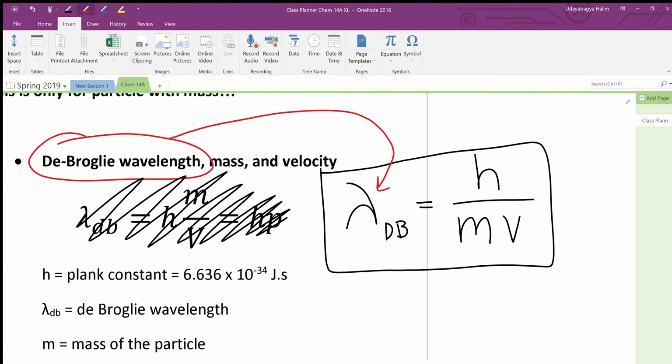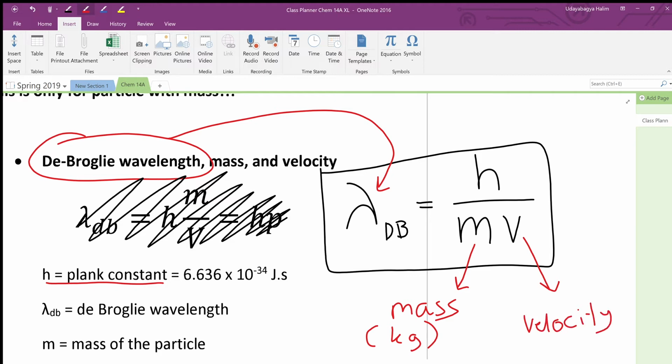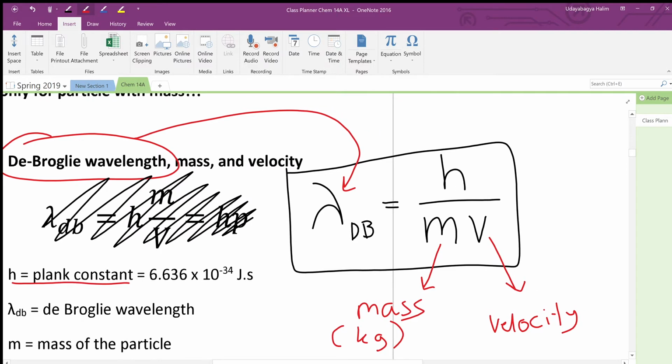And the equation is h, which is our Planck's constant, the same. m here is the mass of the particle, and the mass of the particle has to have a unit of kilograms, and v is the velocity, or the speed, how fast the molecule is moving, and you want to keep the unit in terms of meters per second.